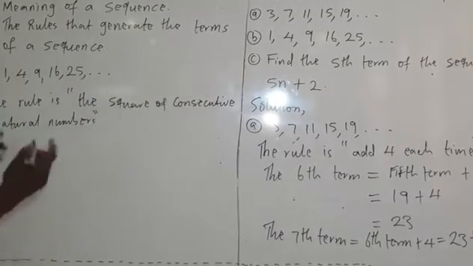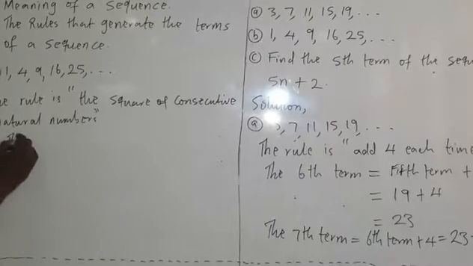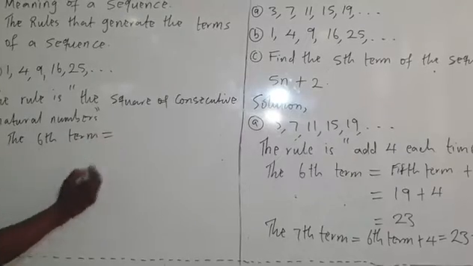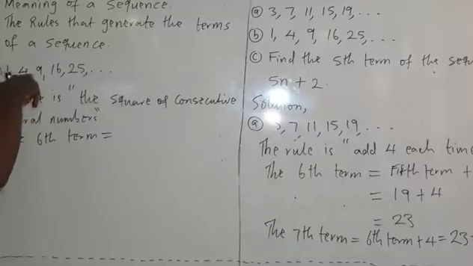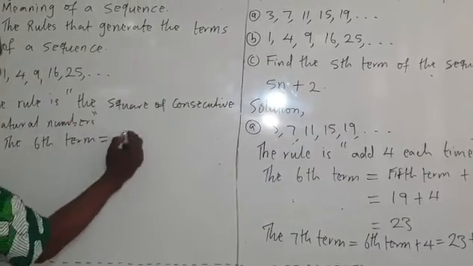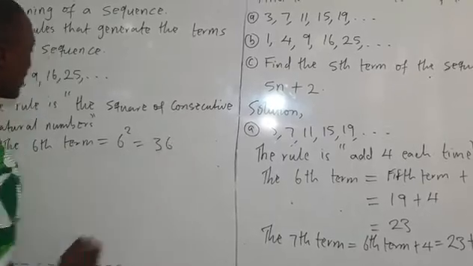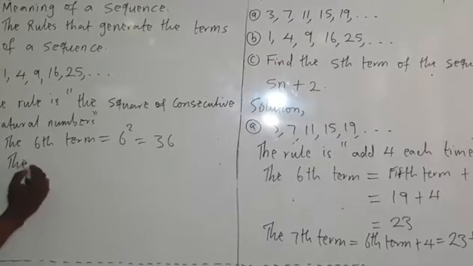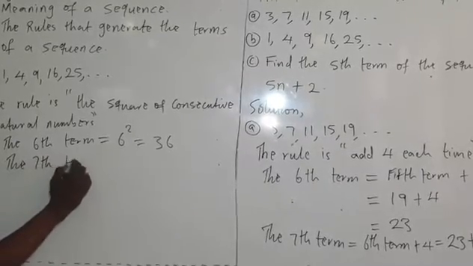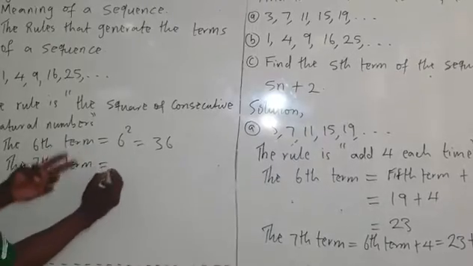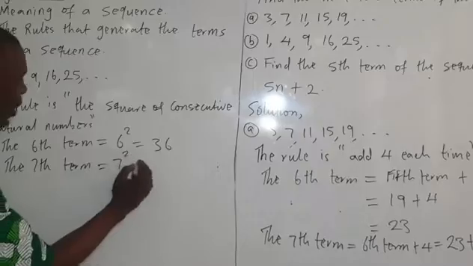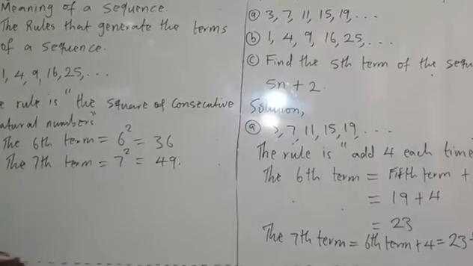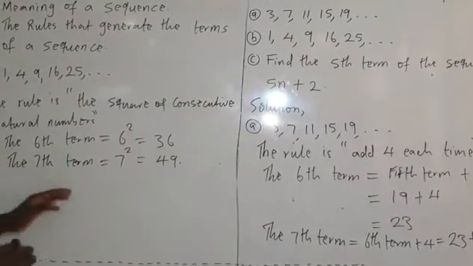So the next one, which is the sixth term we are looking for, is the square of the next natural number, that is 1, 2, 3, 4, 5, 6. So square of 6, which is 36. So the sixth term is 36. Then the next term, which is the seventh term, is, so the next natural number after 6 is 7, then 7 squared gives us 49. So the next two terms after 25 are 36 and 49. So that is question B.